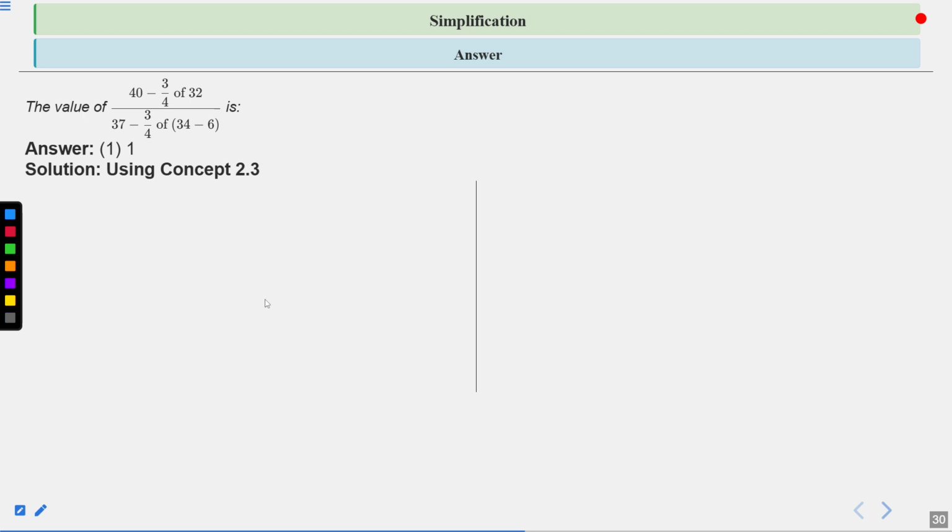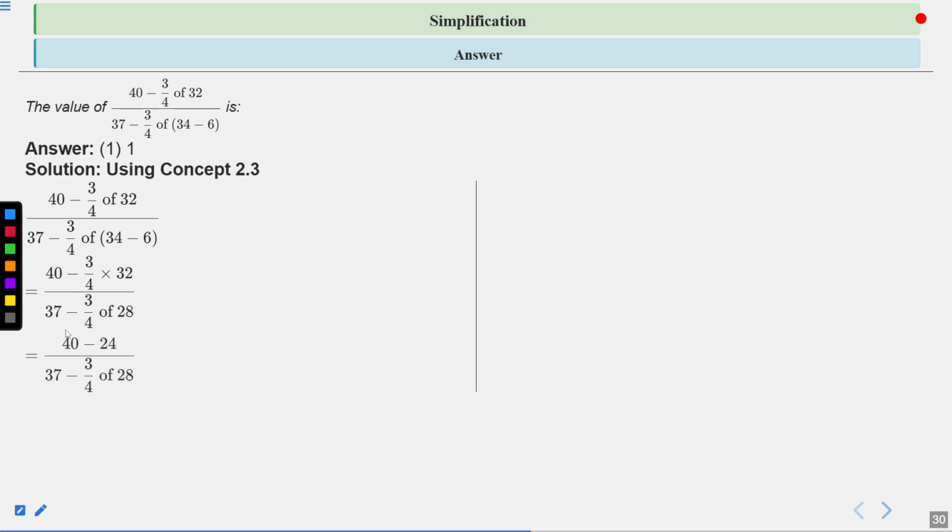Now see the detailed solution using concept 2.3 in this question. 40 minus 3 by 4th of 32, whole upon 37 minus 3/4 of 34 minus 6. When we simplify it, we can write it in the form of 40 minus 3/4 of 32. So 4 dividing 32 becomes 8 times. Now we again write it in that form. So 4 dividing 28 is 7 times. So we can simplify it. So we get 40 minus 24. This is our numerator part, and the denominator part will become 37 minus 3/4 of 28.